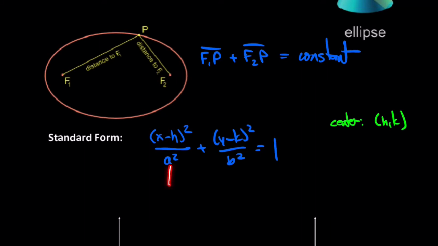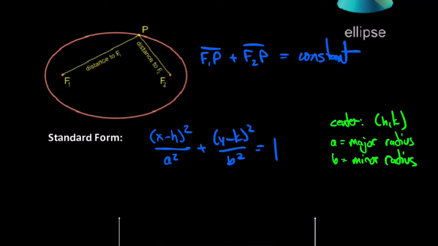Now, what are these things? Well, a is simply what we call the major radius. B is the minor radius. So what does that mean, major and minor? Well, in a circle, the radius is constant. In an ellipse, it changes. So we're going to talk about a major radius and a minor radius.